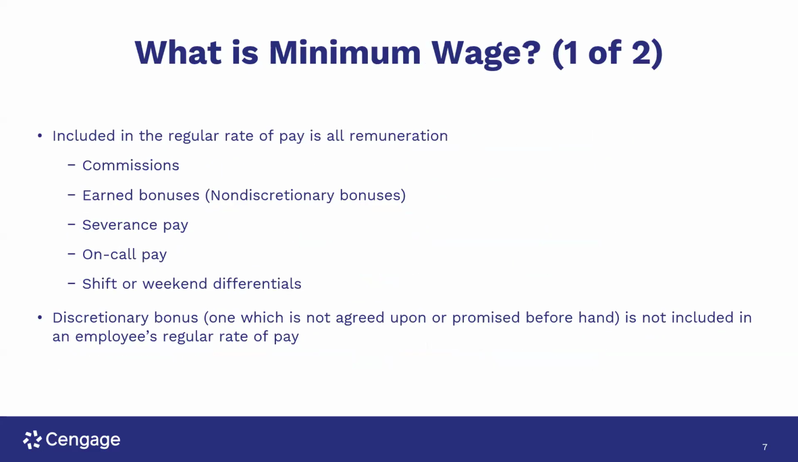What is the minimum wage? It is calculated as the total pay from the employer. All of that counts toward the minimum wage, including commissions, earned bonuses, severance pay, on-call pay, and shift or weekend differentials. However, if it's discretionary pay, it is not included. For example, a discretionary bonus that gets paid at the end of the year or at the end of the week, but is not agreed upon or promised beforehand, does not count toward the employee's regular rate of pay that would count toward minimum wage.